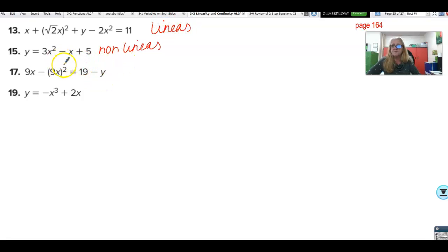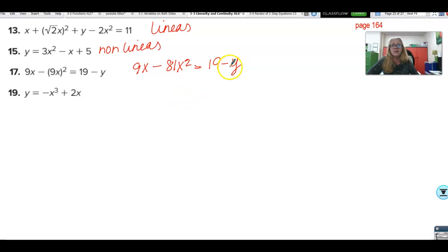What about this one? Well, they're trying to trick you. This one is nonlinear too. Once you square that x, that's going to be x squared, and there's going to be no getting rid of that one. But I can go ahead and do the problem a little for you so you can get the idea here. 9x minus 9 squared is 81, x squared is x squared, equals 19 minus y.